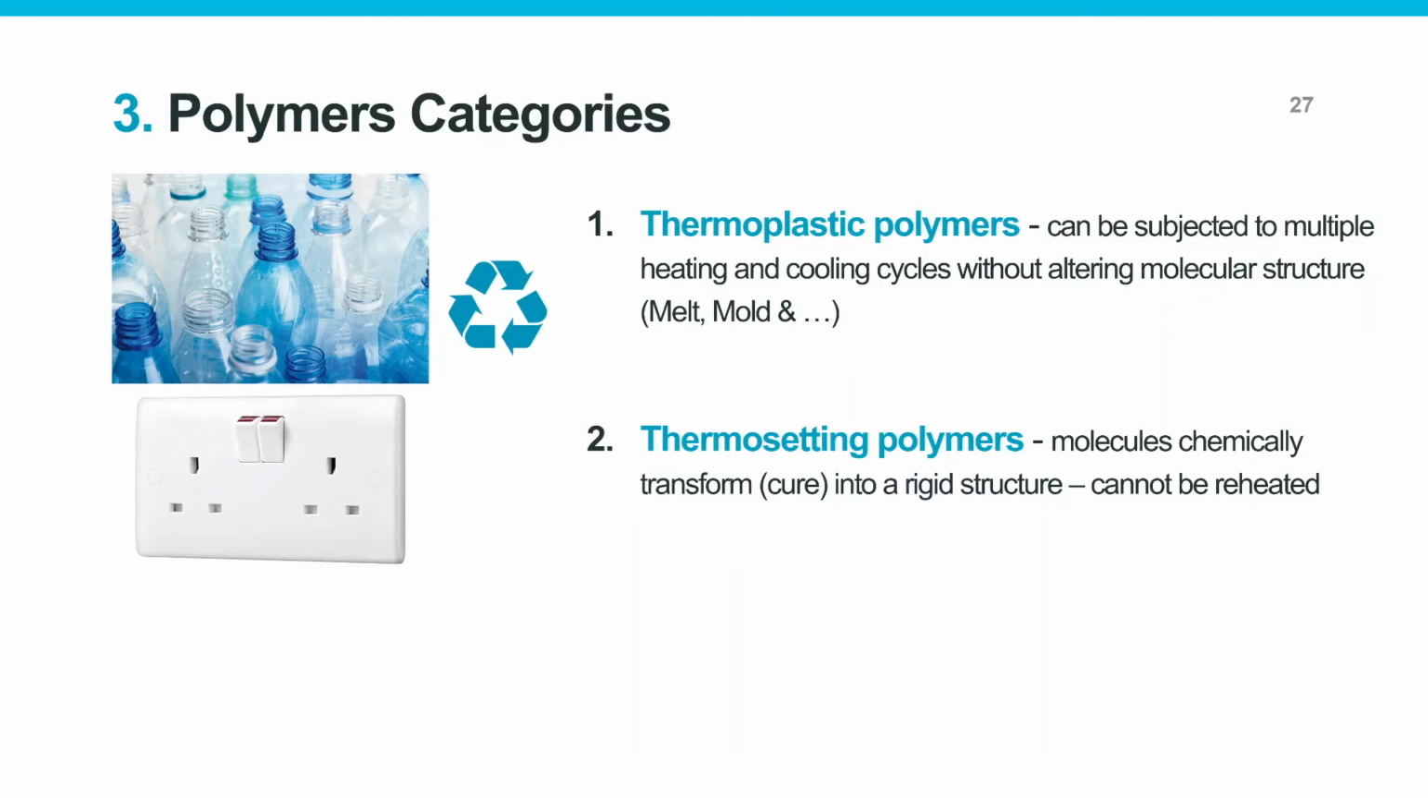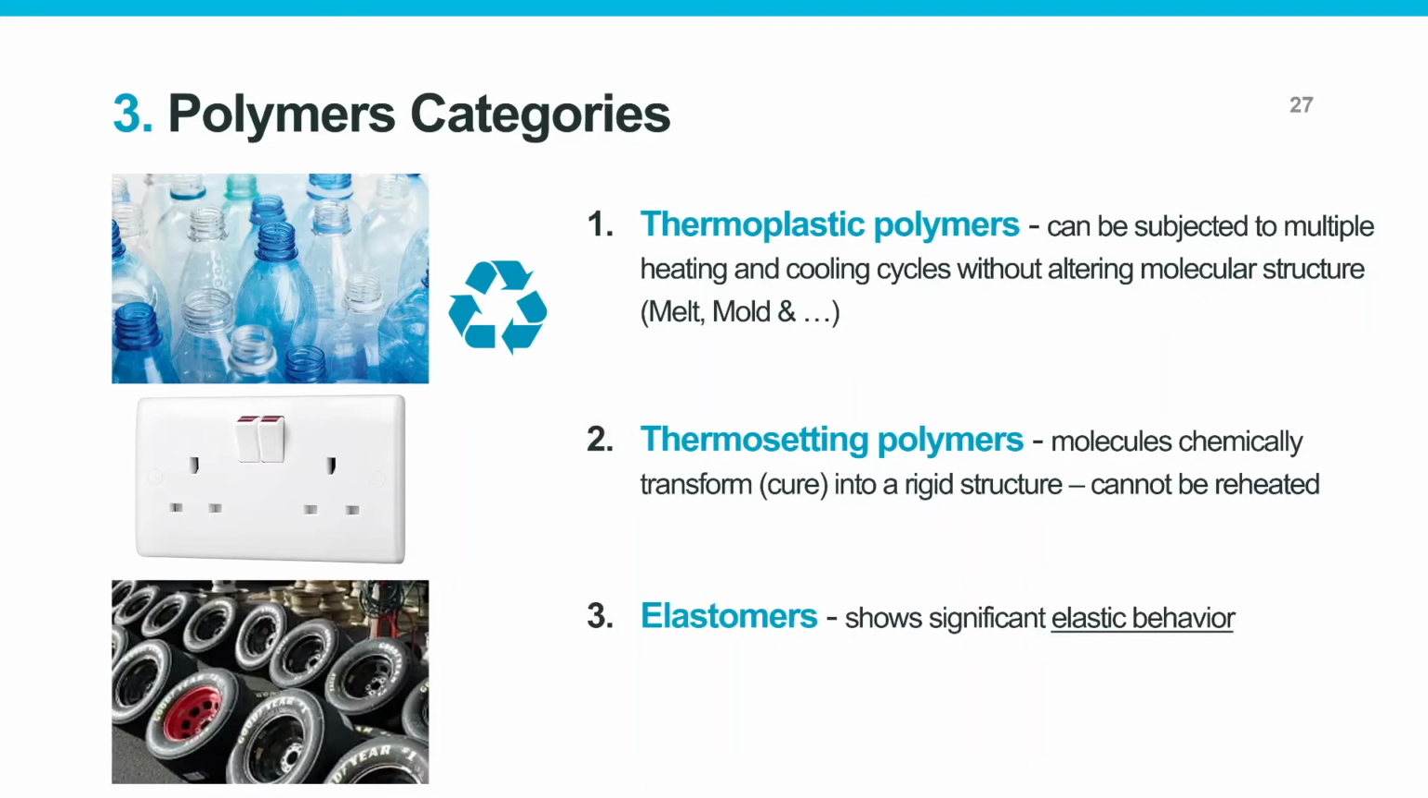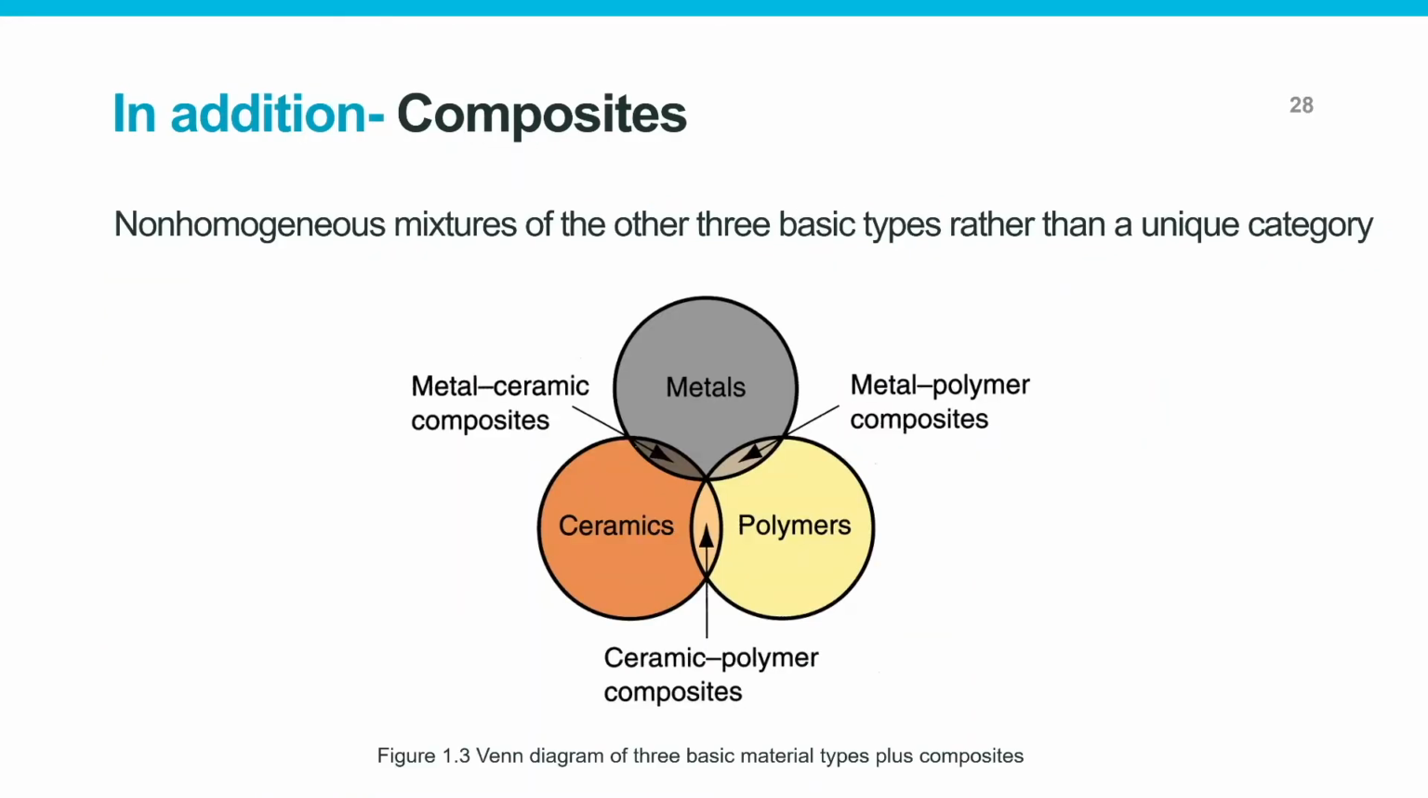So let's say the plastic frame for the sockets that we have in the UK. And on the other hand, we have the elastomers, which show significant elastic behavior, like the tires of cars. Also, we have the composites.